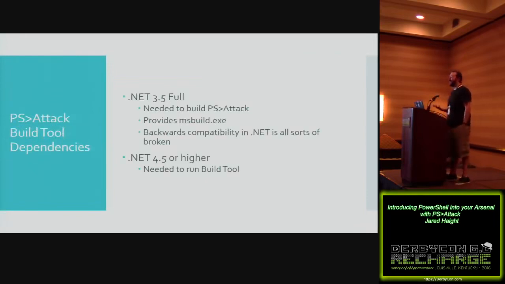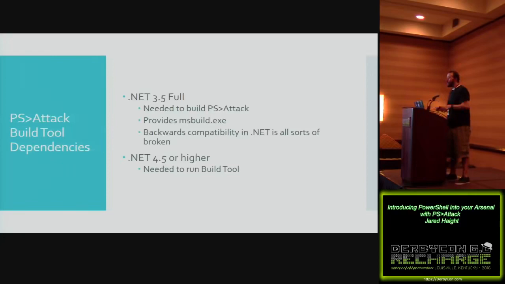So the dependencies are super light for the build tool. You need .NET 3.5 full to build PSAttack, and that's what provides MSBuild, which is what we're using to compile everything. And you also need .NET 4.5 or higher because of some of the dependencies within the build tool.